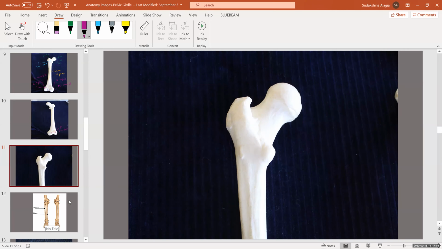What do I have for tibia here? Can you see the patellar surface only when we're looking at the bone anteriorly, or can we see it on both? No, anterior, because the patella is only on the anterior side.